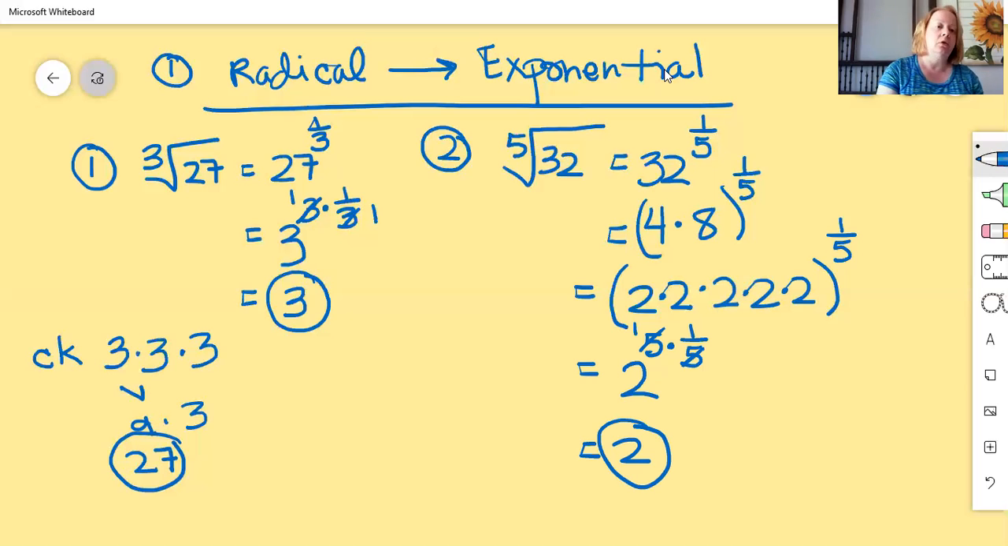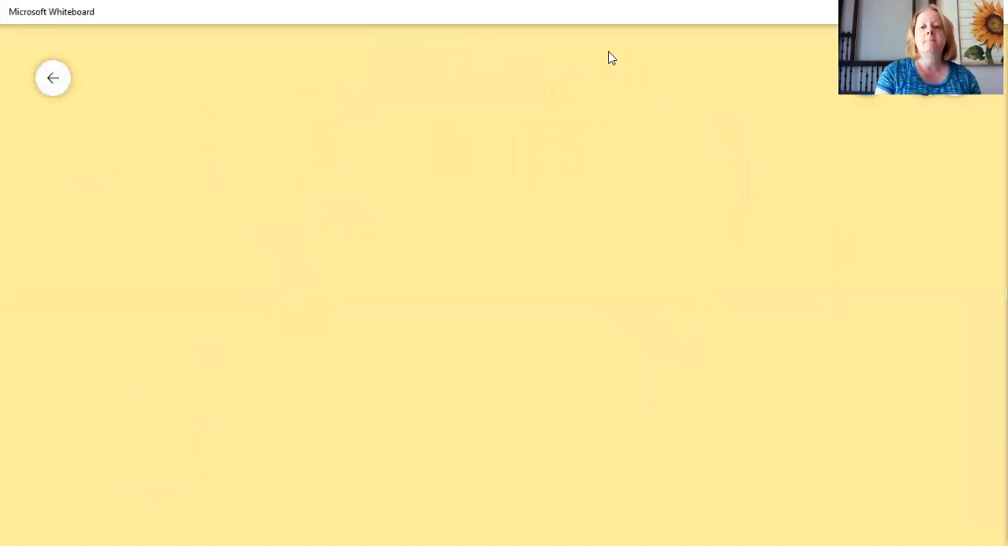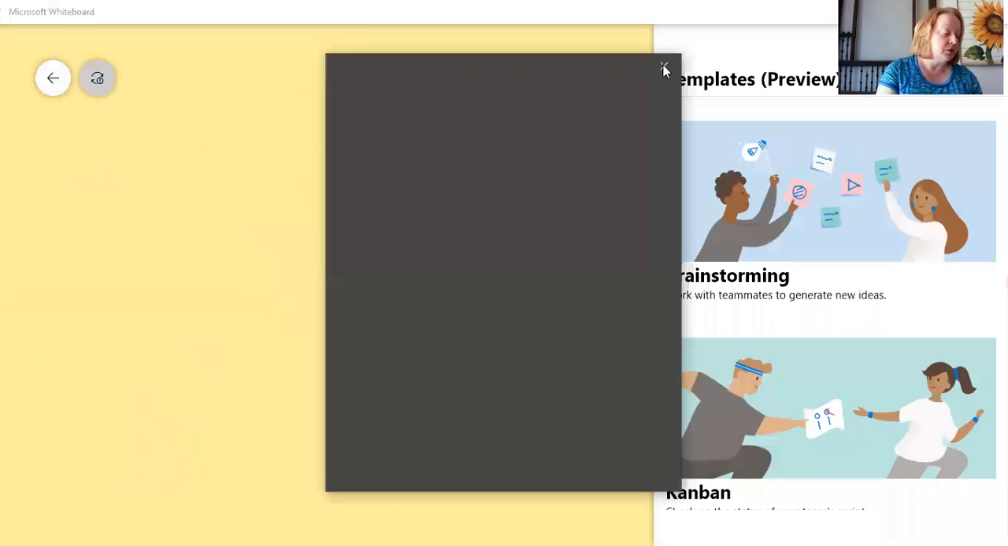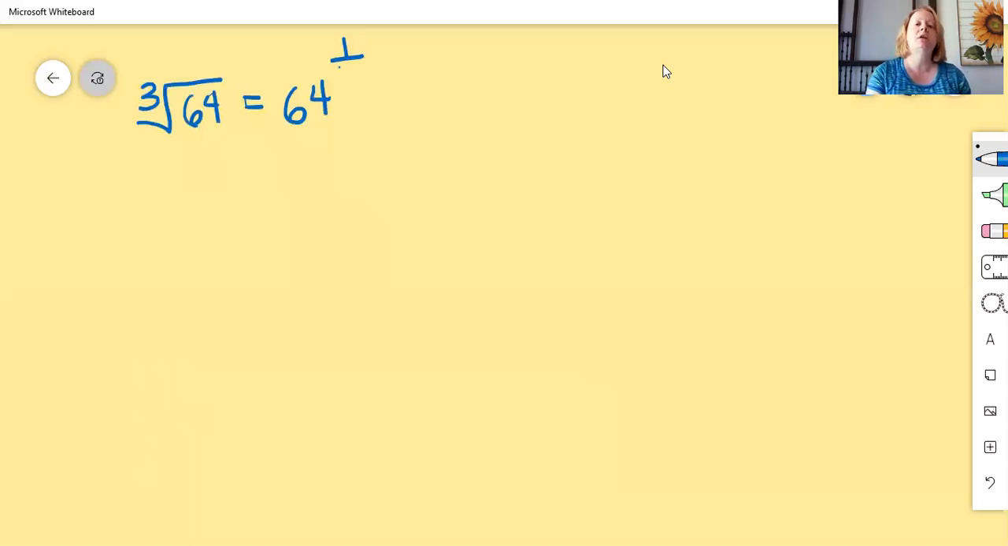Okay, so let's go to a new board and try some other ones, just so you get the hang of it. So let's try the cube root of 64. This would turn out to be 64 to the 1/3 power if I were to convert it. Well, I know 64 is 8 times 8. And again, you need parentheses and you have to put the 1/3 up here.